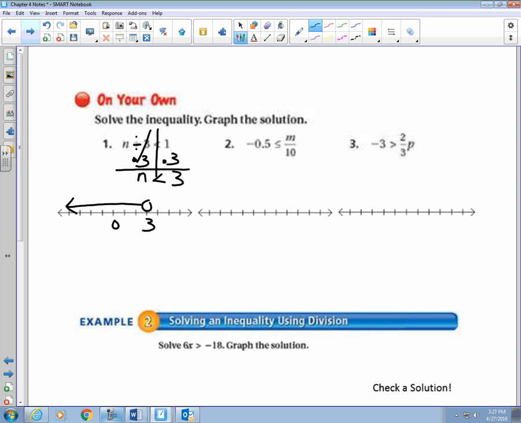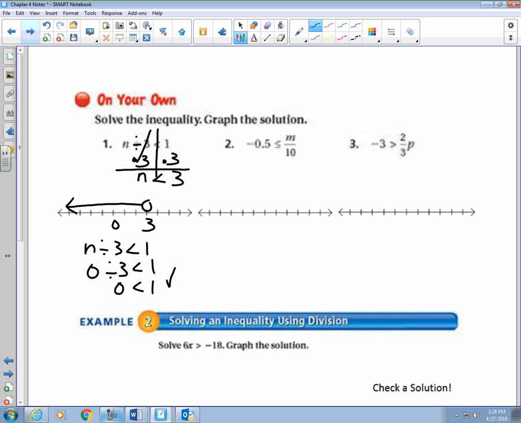Now, to check this, again, I would take a number to the left of 3 and plug it in and see if it works. So I can use 0. We have n divided by 3 is less than 1. If I plug 0 in, 0 divided by 3 is 0. Is 0 less than 1? Yes, it is. So therefore, that works.